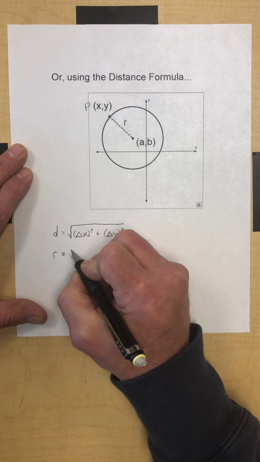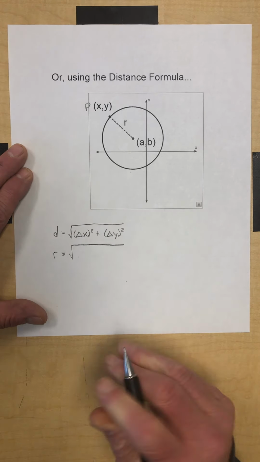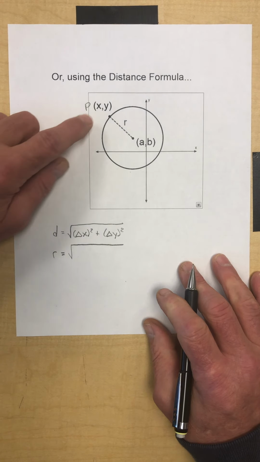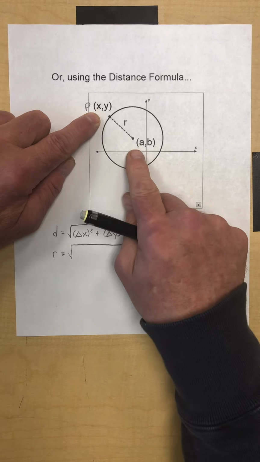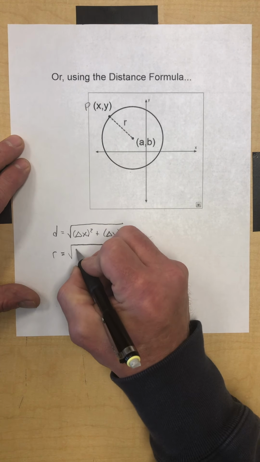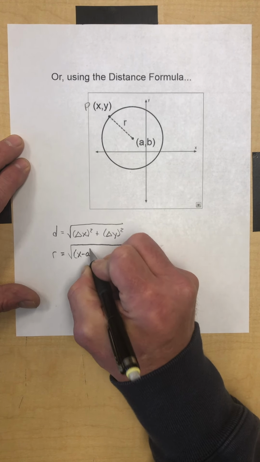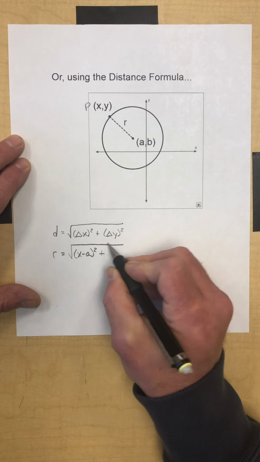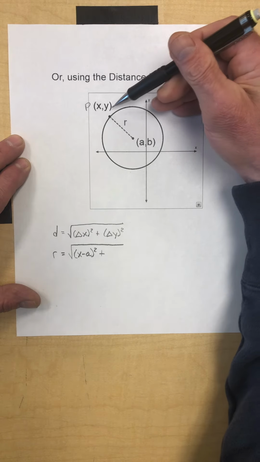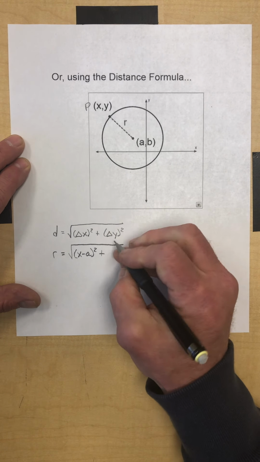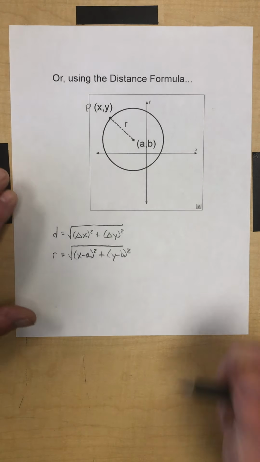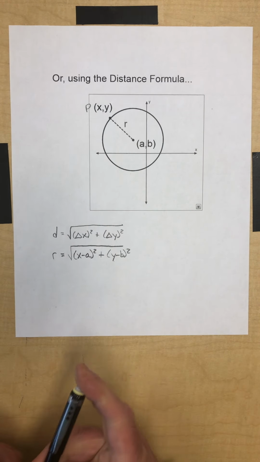And then we take a look at, well, how do I find delta x and delta y? Remember, delta means subtraction. So I subtract the x coordinates to get delta x, so I get x minus a, and remember, that's squared in the formula, plus. To find delta y, I just subtract the y coordinates, so I go y minus b. Remember again, delta y is squared. So we get there.